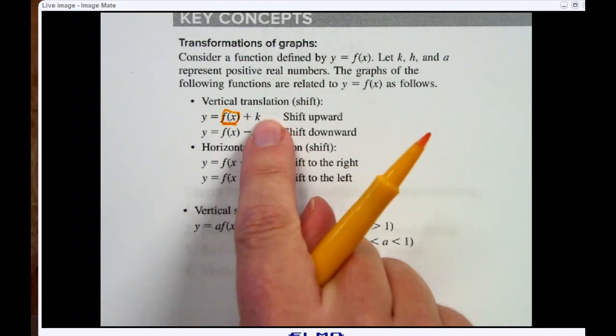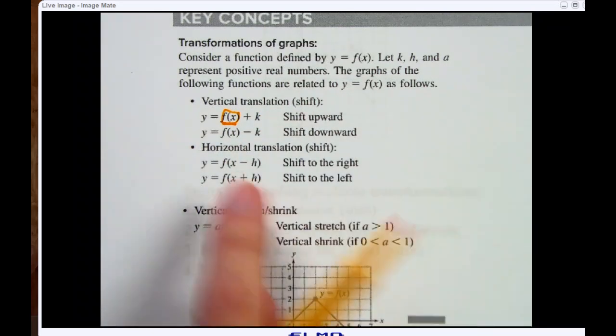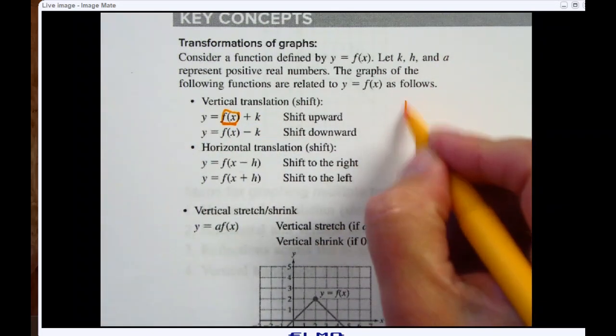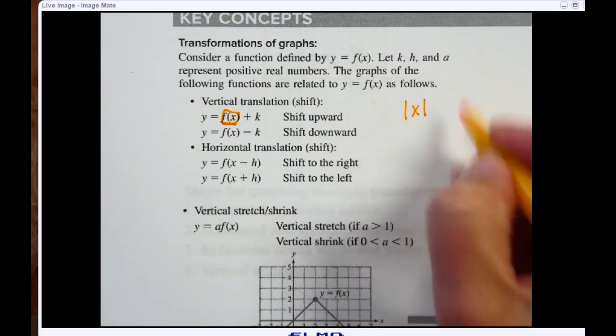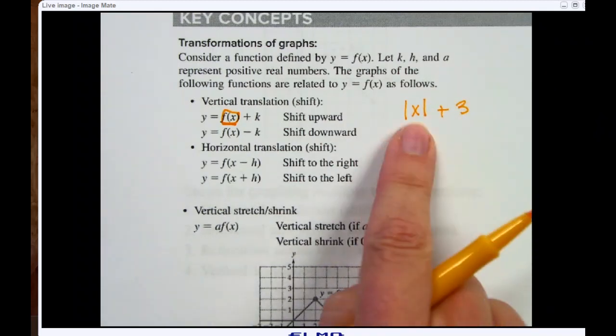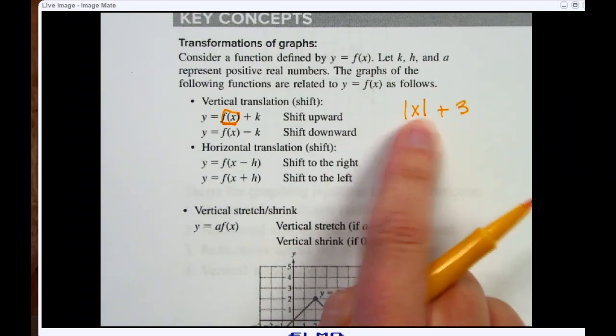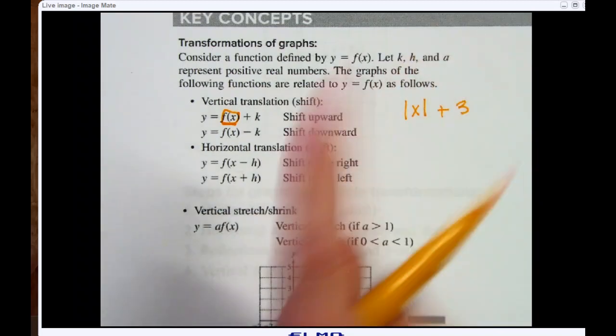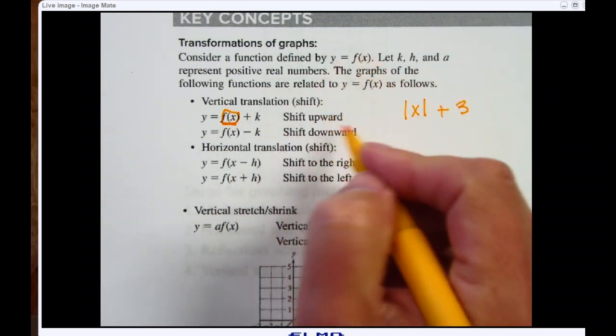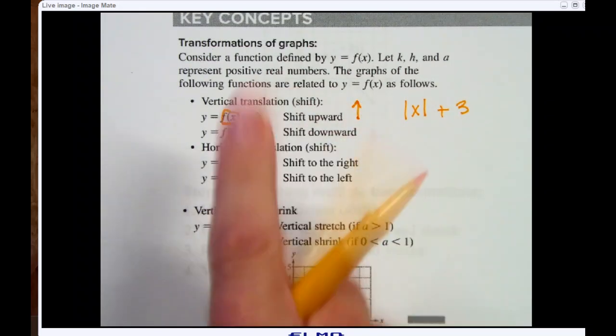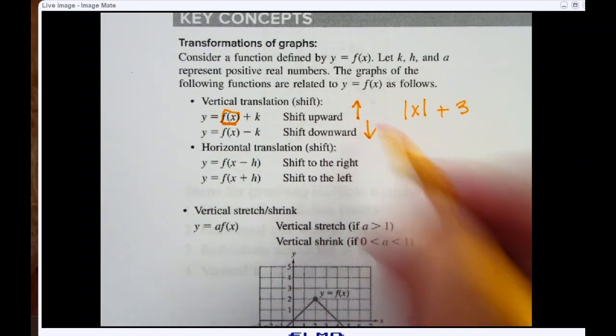All right, the k, so if it's on the outside of your function. And what I mean by that, like if I have the absolute value of x plus 3, it's not inside the absolute value. So if it's on the outside, this moves us up and down. If it's positive, it goes up. If it's negative, it goes down.